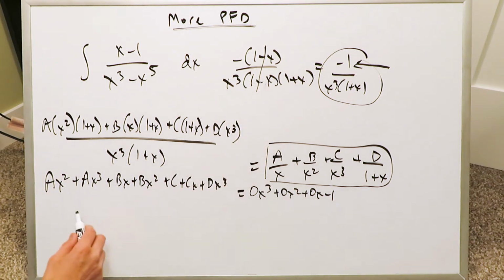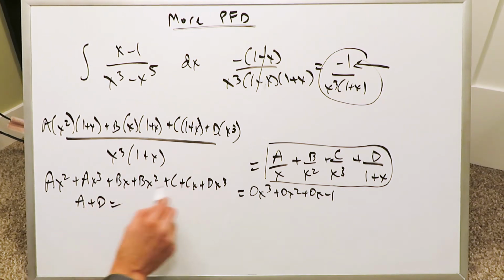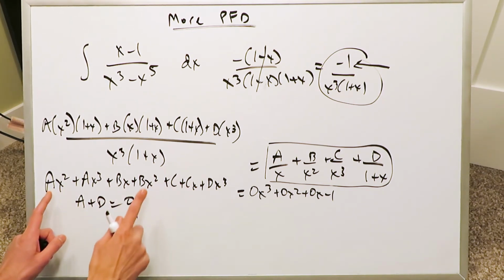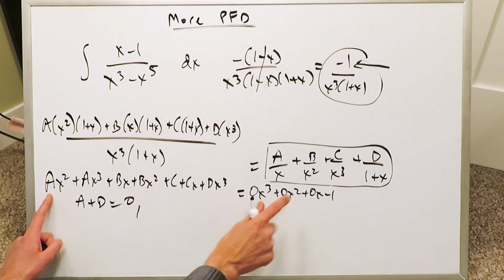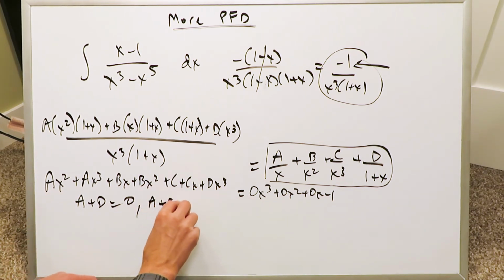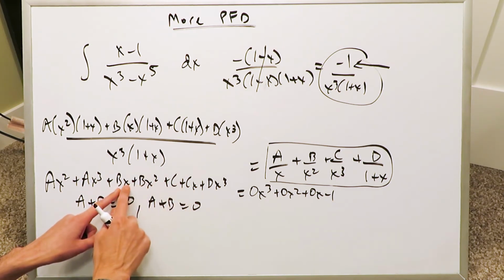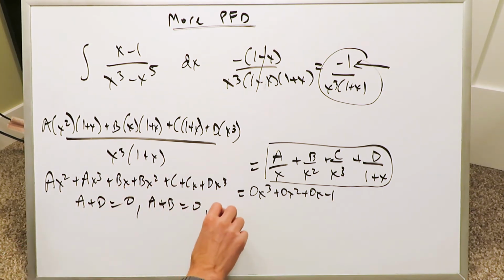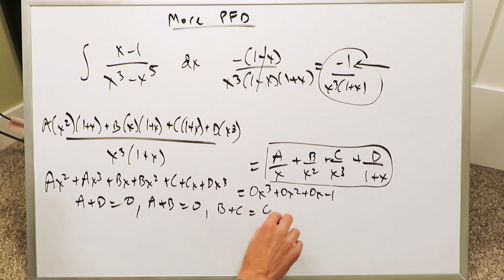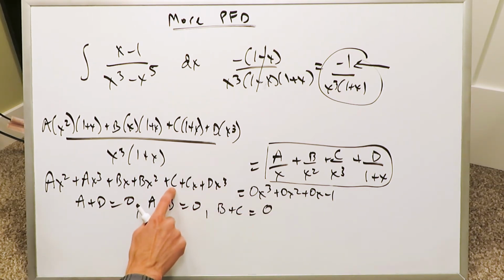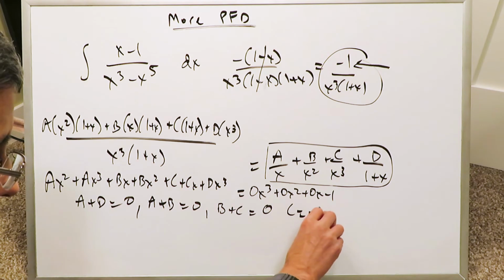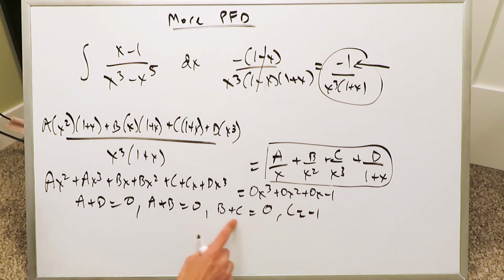Now you have to look at all the systems which develop here. Look at the cube components. You have ax cubed plus dx cubed, which is a plus d equal to 0. Another system in terms of the squares is ax squared plus bx squared equal to 0, so you have a plus b equals 0. Another, in terms of the linear variables, the single exponent variables, is b plus c equal to 0. And then lastly, you have a constant here, which is equal to minus 1. When you do this, everything falls into play.